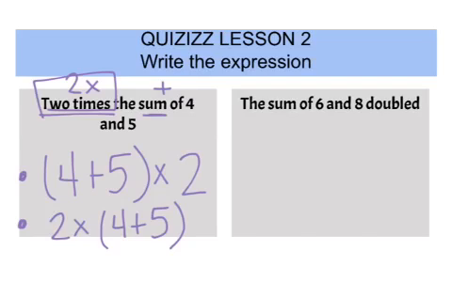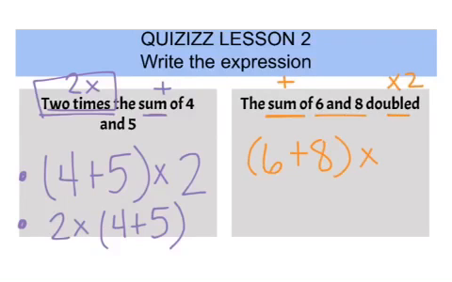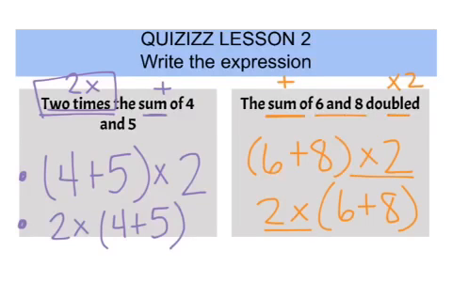Alright, the next one says the sum, so I'm adding again, of 6 and 8 doubled. Okay, so doubled means times 2. So I'm going to take the sum of 6 and 8, add 6 plus 8, and I'm going to double it and multiply it by 2. Or, once again, I can do 2 times 6 plus 8. And because I'm multiplying, it can be in the beginning or the end, as long as I follow my order of operations and solve the parentheses first.